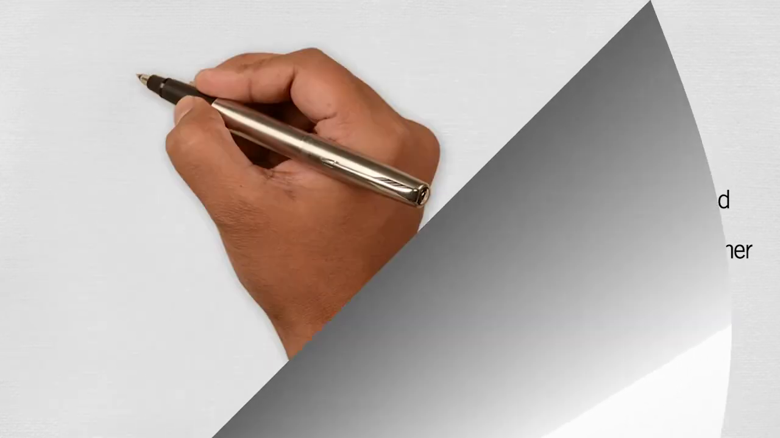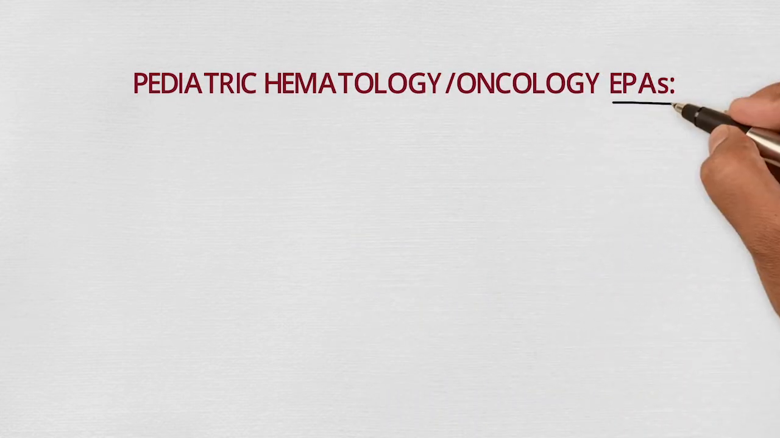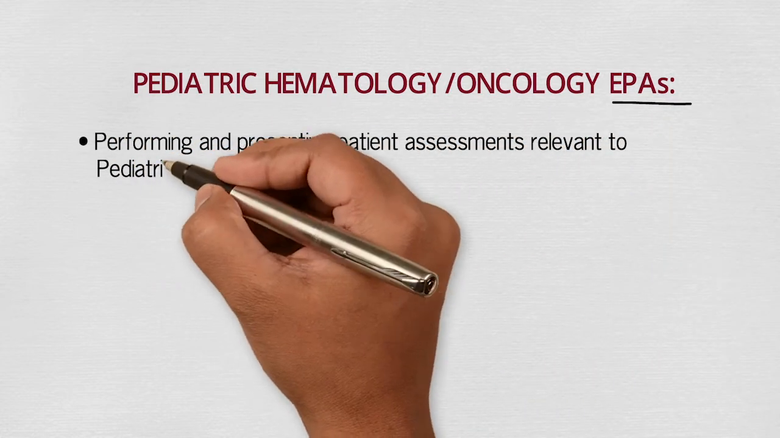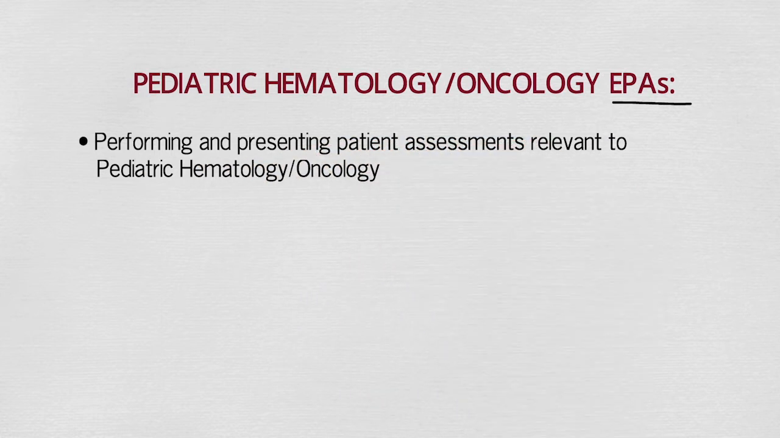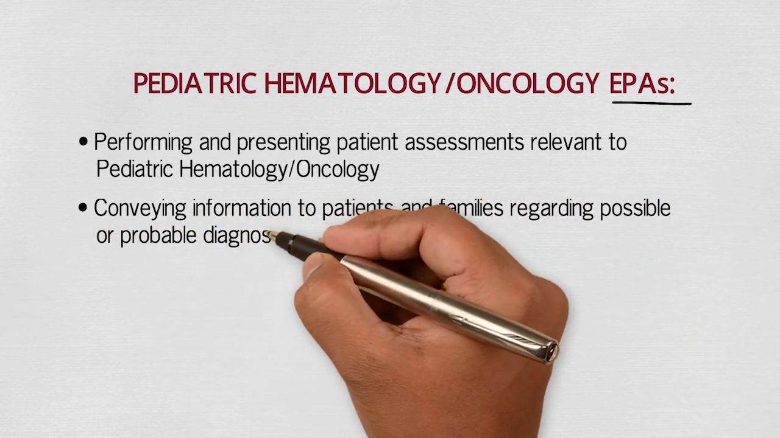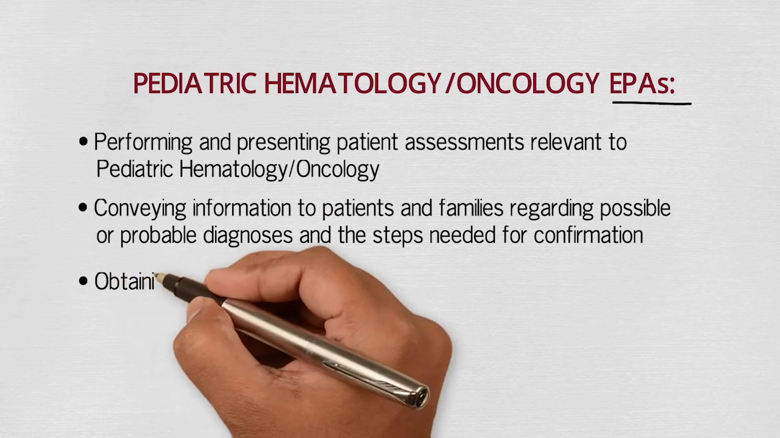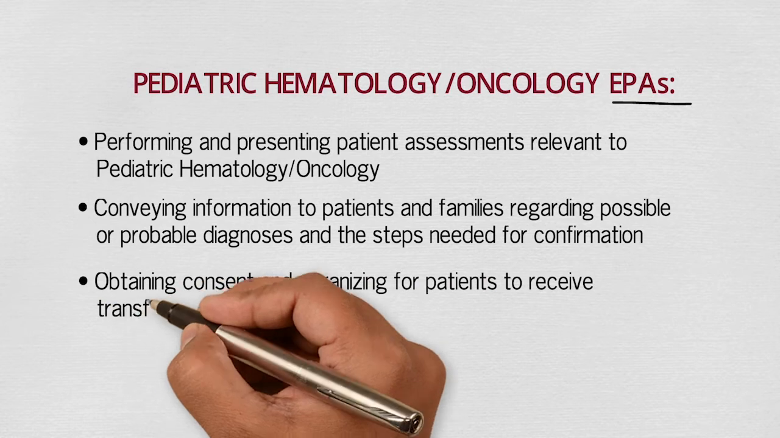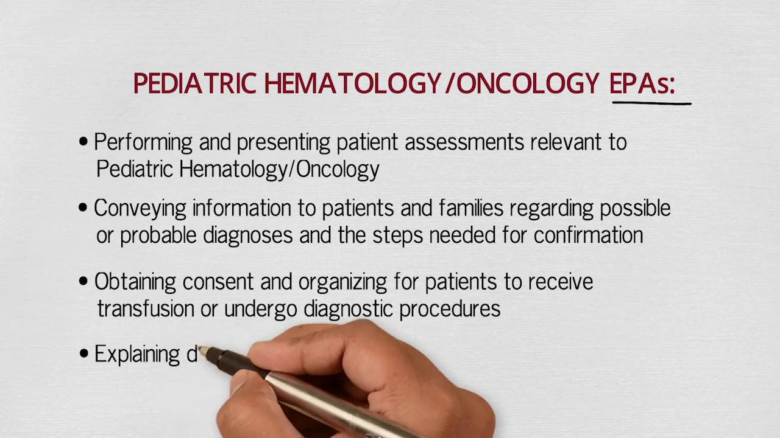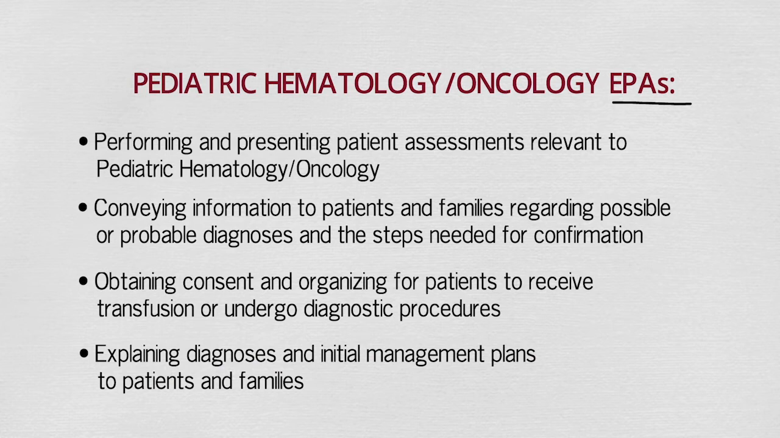Let's review some concrete examples. These are some EPAs for pediatric hematology oncology. One, performing and presenting patient assessments relevant to pediatric hematology oncology. Two, conveying information to patients and families regarding possible or probable diagnosis and the steps needed for confirmation. Three, obtaining consent and organizing for patients to receive transfusion or undergo diagnostic procedures. Four, explaining diagnoses and initial management plans to patients and families.